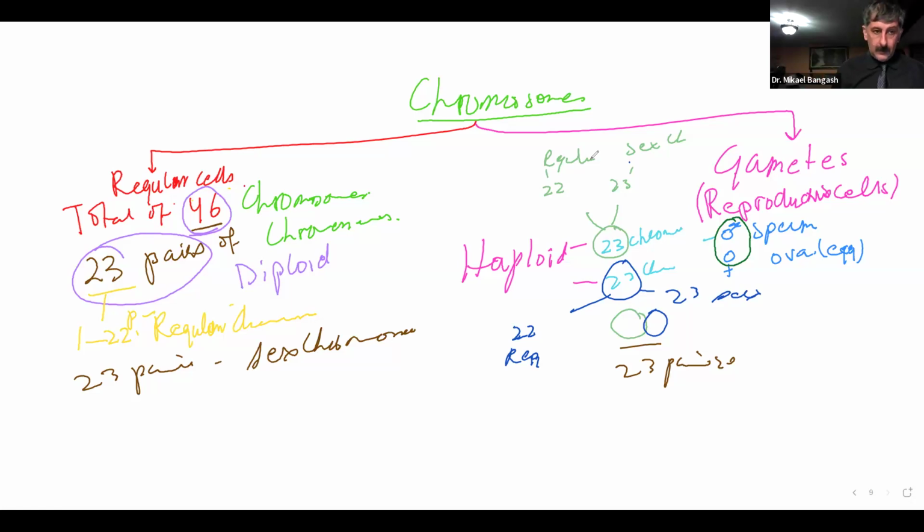Now, just one last thing, guys, about the sex chromosome. The sex chromosome in the female is always going to be what we call the X chromosome. So in the egg, the sex chromosome is always going to be the X chromosome.